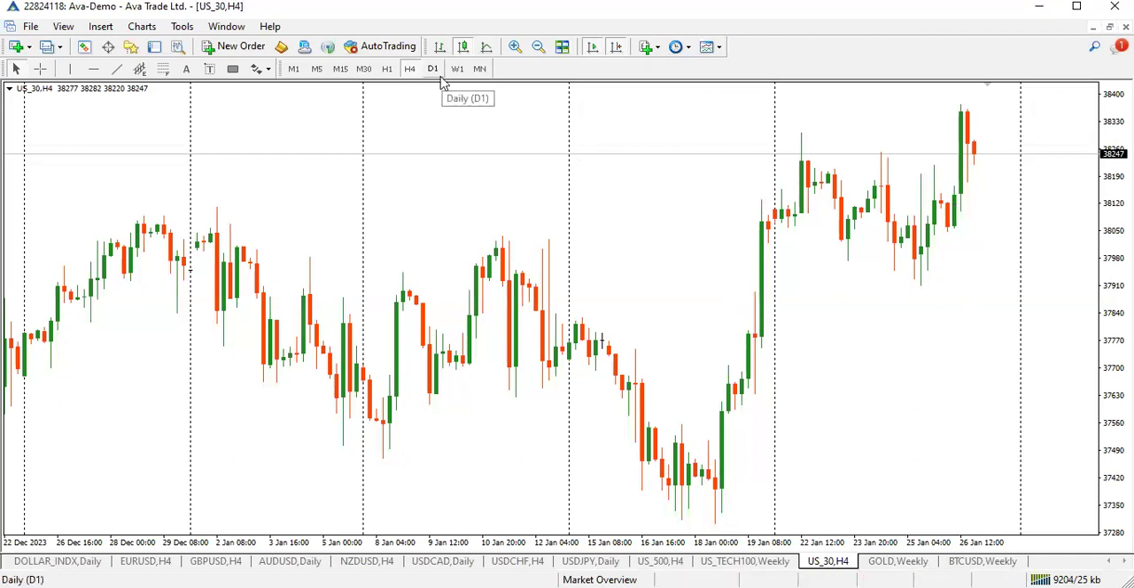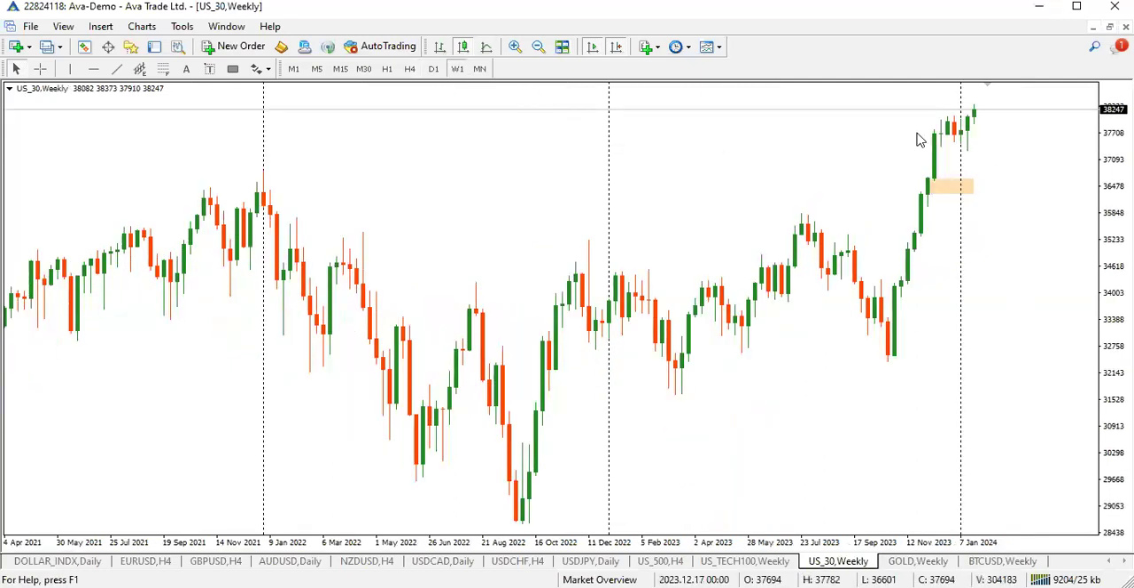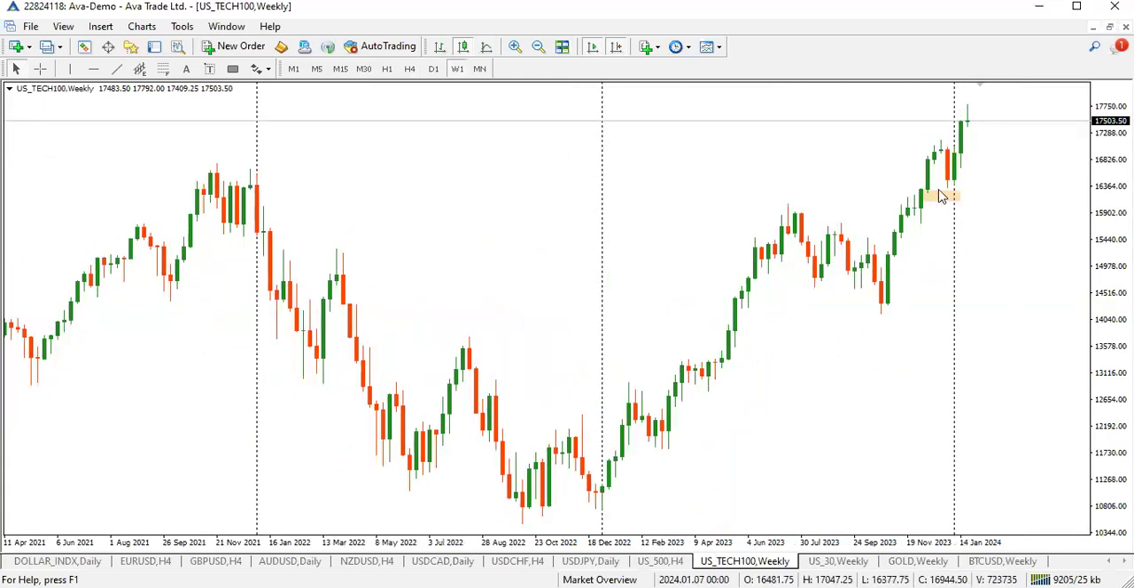Let's see what happens. But I still remain bullish on our indices until we break below this low on the weekly time frame. That's when I'll be comfortable to resume bearish movement. But for now, I'll keep buying, looking for buy setups.